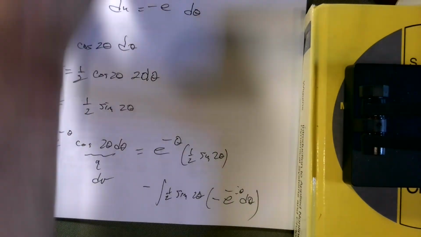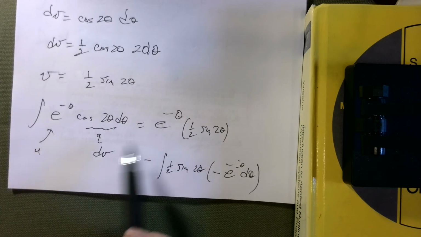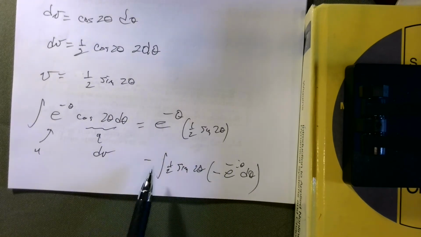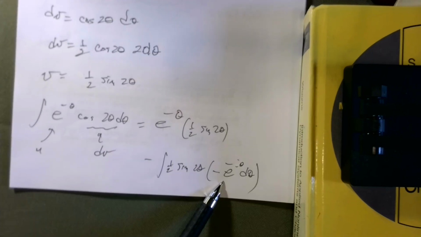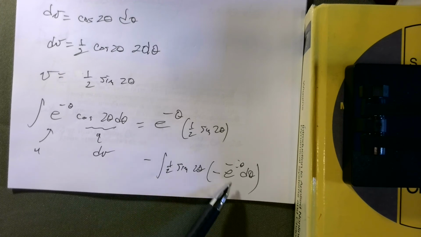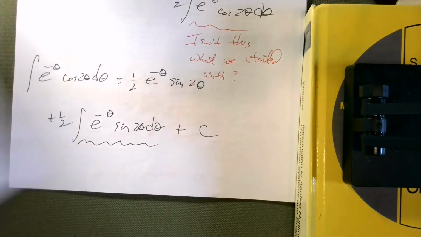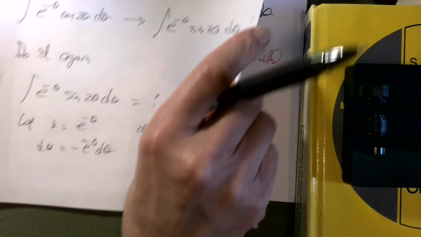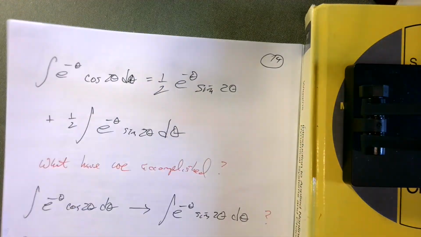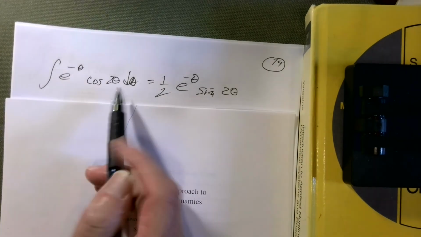So now I'm going to move stuff here. So now we put in our u, our v, minus, and then we have our v and du. So we could take the negatives, cancel, I could take the 1/2 out. And now we have to integrate. Now, there's a problem here.